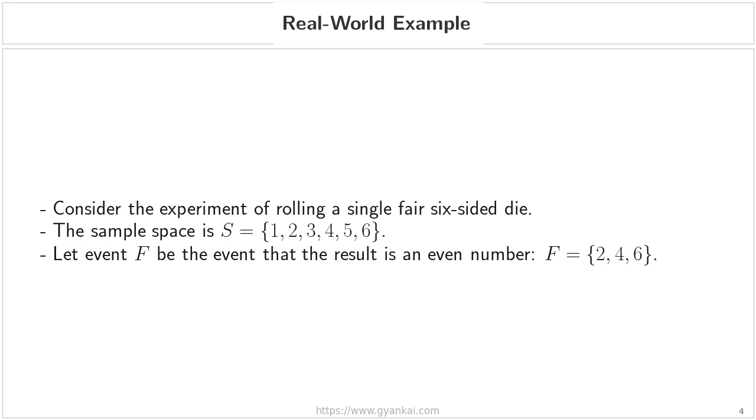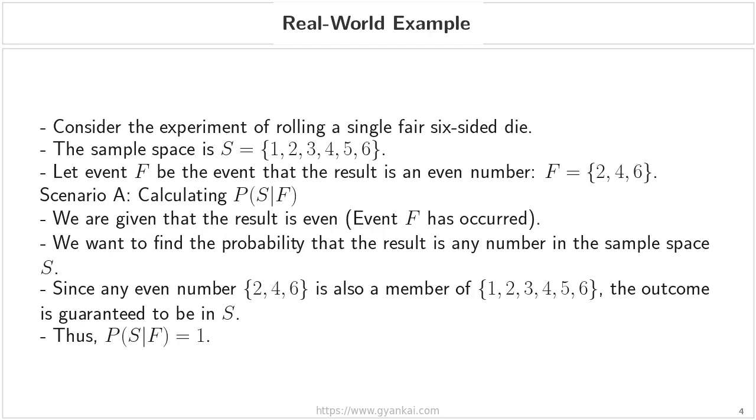Now, let's define a specific event, which we'll call event F. Let's say event F is the event that the number we roll is an even number. Looking at our sample space, that means event F contains the outcomes 2, 4, and 6. To apply the properties we just discussed, let's look at two different scenarios.